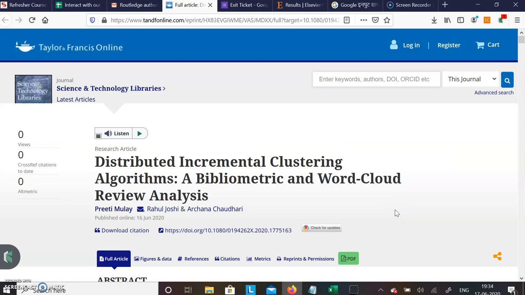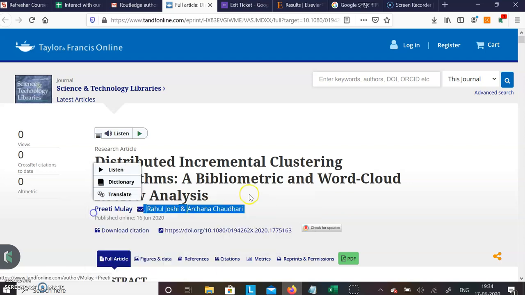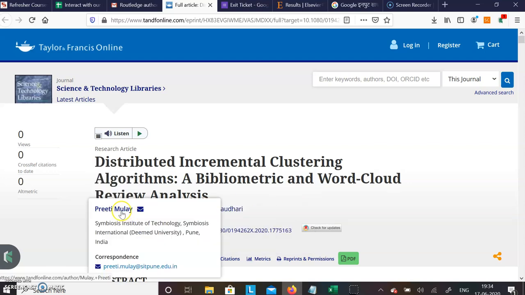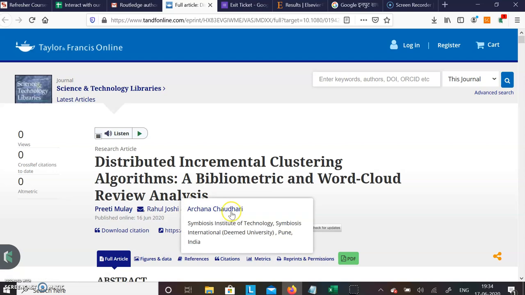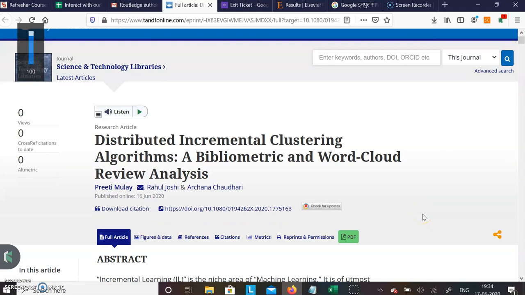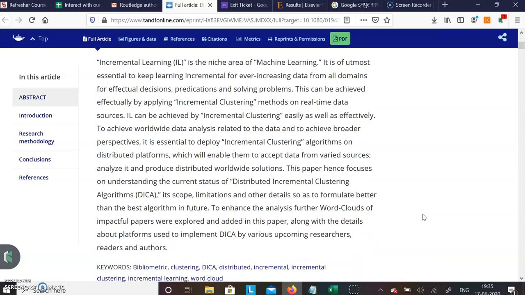So let me walk you through this paper, and before that, we are three authors of this paper: myself, then Rahul Joshi sir, who is also my colleague at Symbiosis Institute of Technology, and Archana Chaudhary, my junior research fellow, and now she's a senior research fellow of PhD. All right, so let's start the video abstract of this particular full-length article.